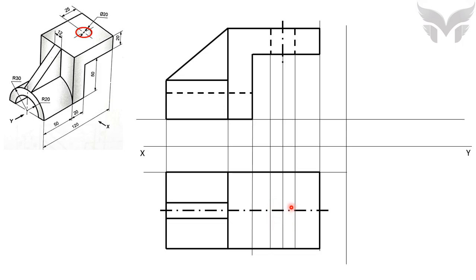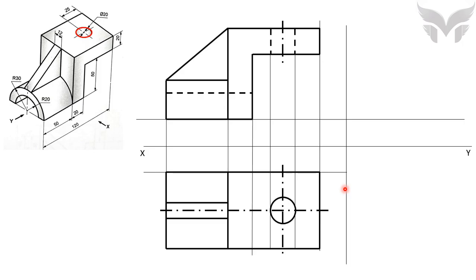To draw a circle, we need to locate the center of this hole. So first draw the center line for this hole on the projector of a center line coming from front view. Like this. Now we have the intersection of center lines, which is the center of a hole. With this center and radius 10 mm, draw a circle.